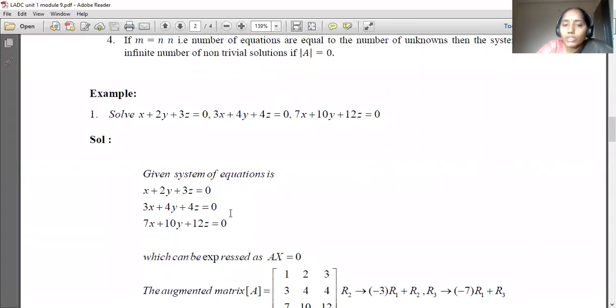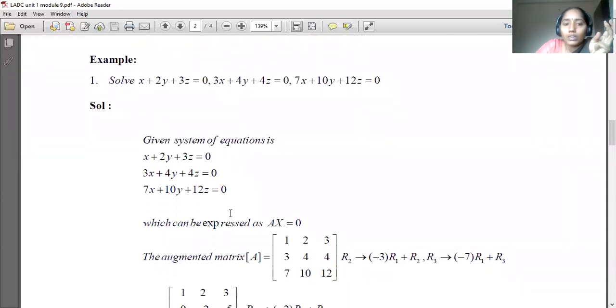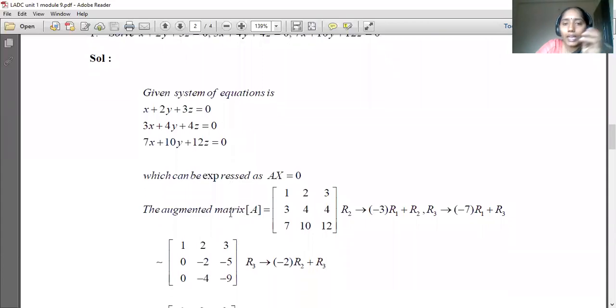Now write the equations. The first step is to write the equations in matrix form. After that, consider the coefficient matrix A, and reduce that coefficient matrix into an upper triangular matrix. Then find the rank of A. After that, identify the relation between r and n. Based on that relation, decide what type of solutions exist for the system.